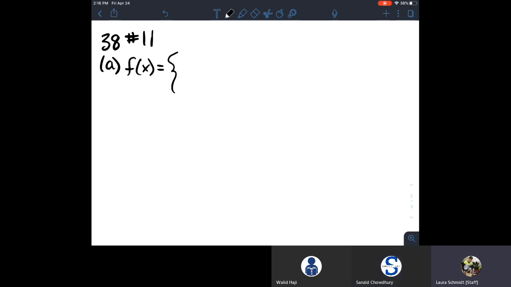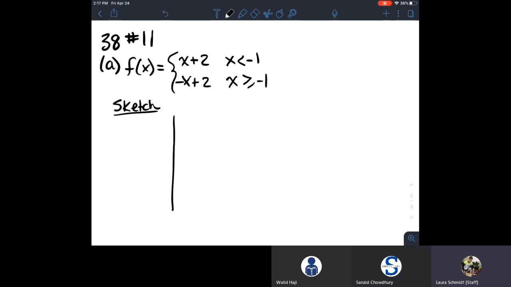All right, so we got a piecewise function. I'm just going to write this down: x + 2 for x < -1, and negative x + 2 for x ≥ -1. Okay, so let's sketch it first, and then we'll find the limit.